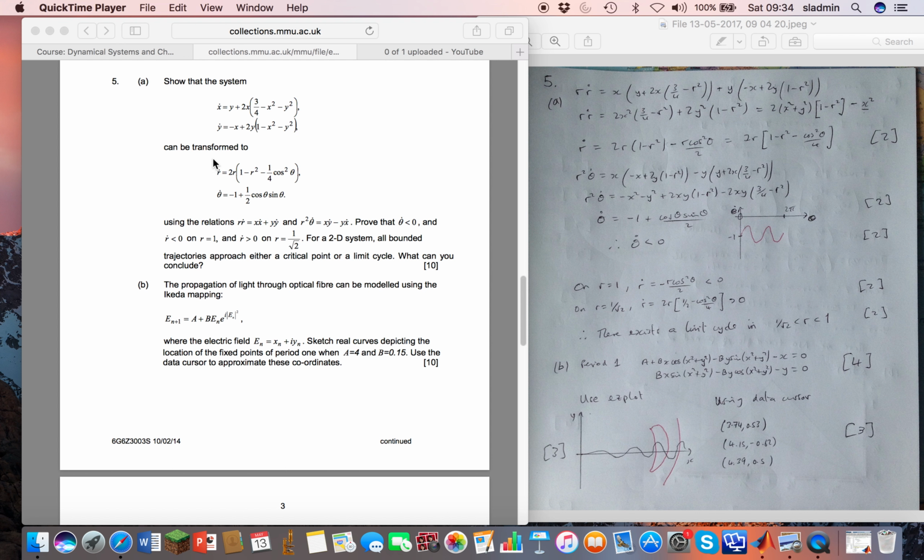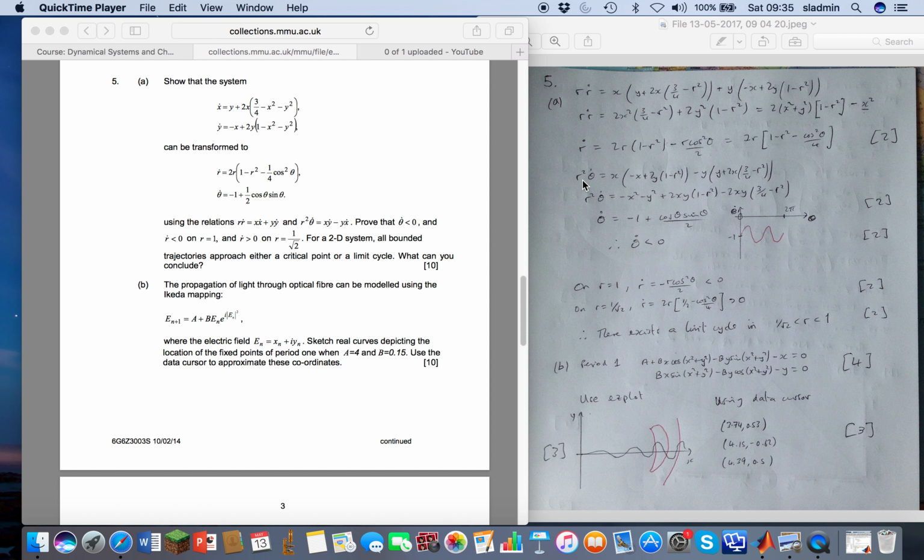So for 5 part A, we convert to polars using this formula, r r dot equals x x dot plus y y dot. So we just substitute for x dot and y dot, and notice that we replace x squared plus y squared with r squared straight away, just to simplify the calculations. So x squared plus y squared is r squared. So r r dot becomes this expression here, and using simple algebra, that simplifies to this, that should be x squared over 2 there, and r dot then is equal to this expression, and you can see that this agrees with what was given in the exam question here.